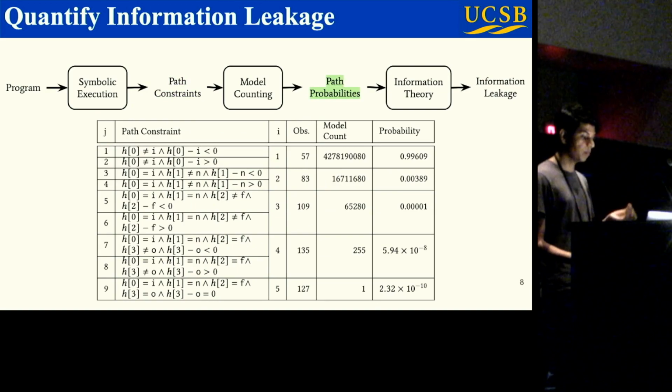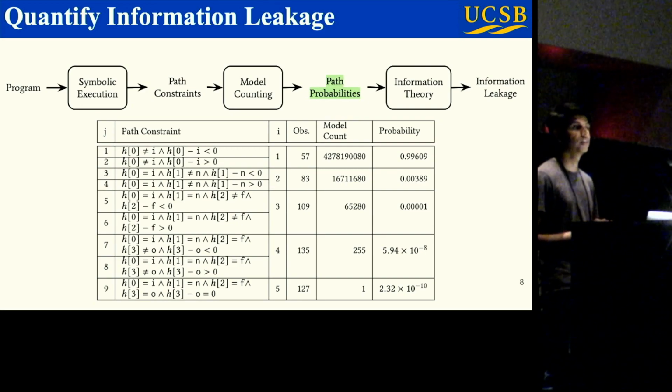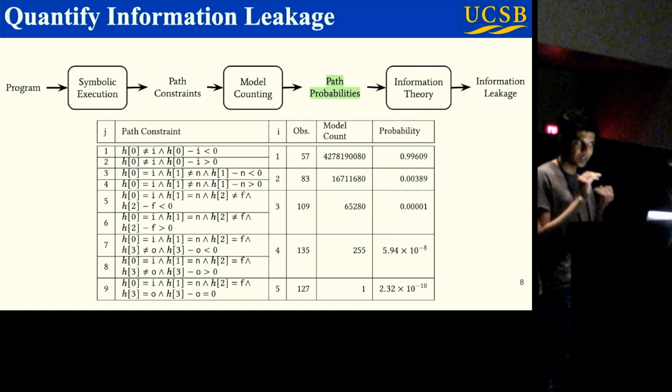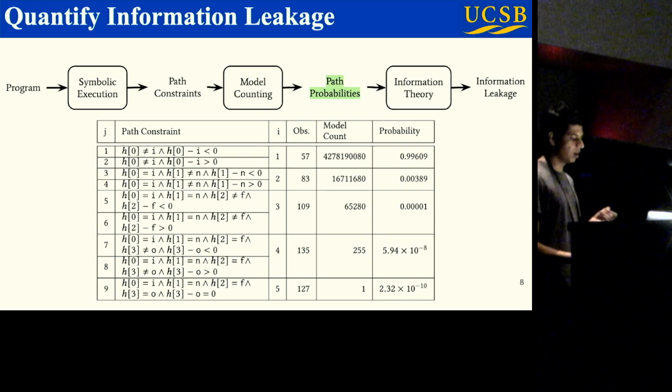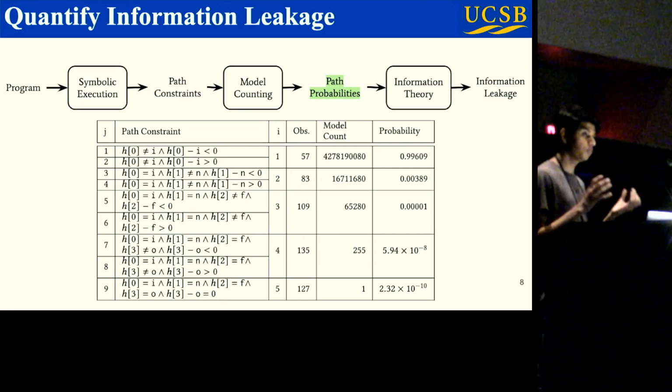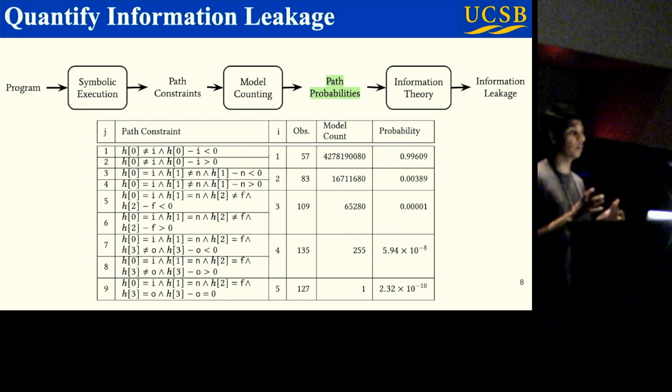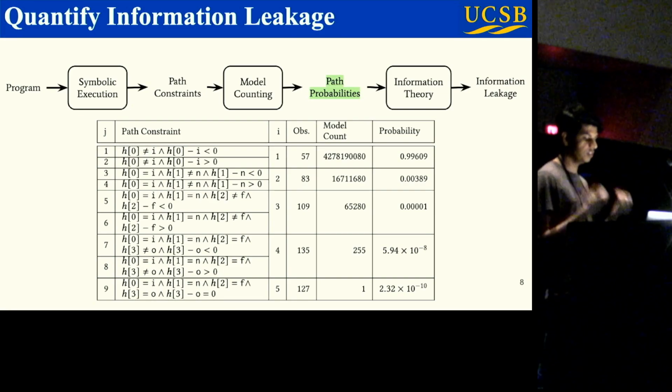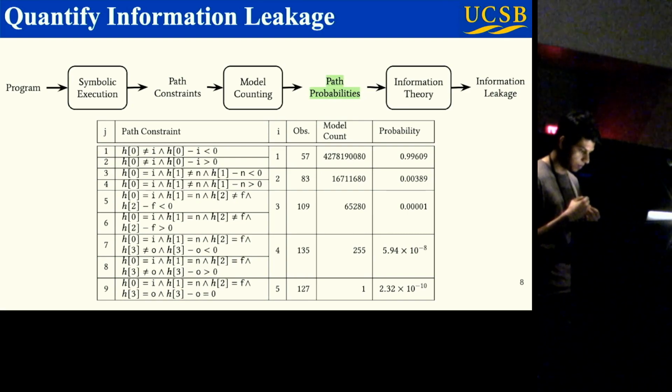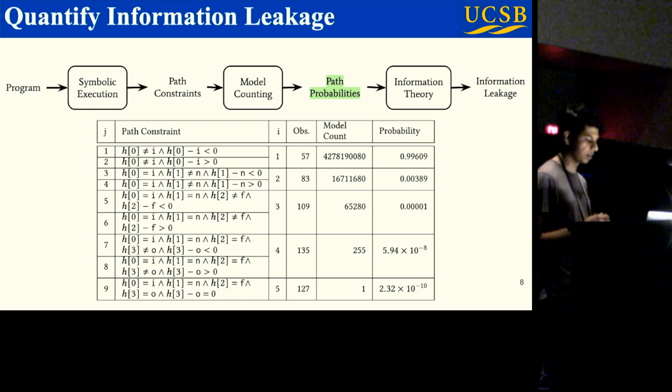Then we group these path constraints in terms of how long each one of these paths through the programs take. So we see paths 1 and 2 both take 57 instructions, so to an adversary, they're indistinguishable. This is not quite true, and we can get into that in a little bit. But paths 3 and 4 take 83 instructions, and we say that they're the same. We take these paths and we feed them to a model counter, which tells us the number of satisfying assignments to these constraints. So constraints 3 and 4 have something like 16 million satisfying assignments.